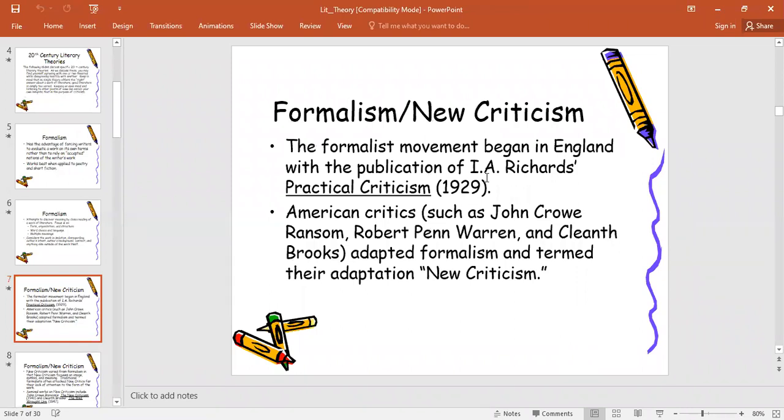Now here, the difference between formalism and new criticism. Formalist movement began in England with the publication of I. A. Richards' Practical Criticism in 1929. American critics such as John Crowe Ransom, Robert Penn Warren, and Cleanth Brooks adapted formalism and termed their adaptation new criticism. So here the thing is very much clear, what is the difference between new criticism and formalism.